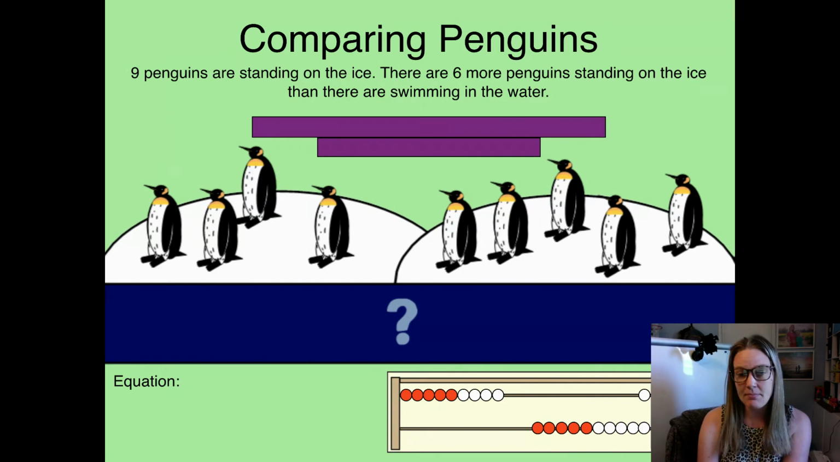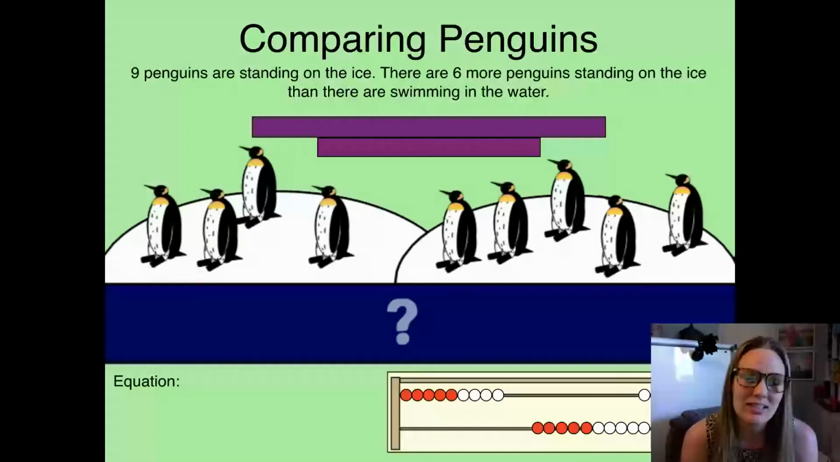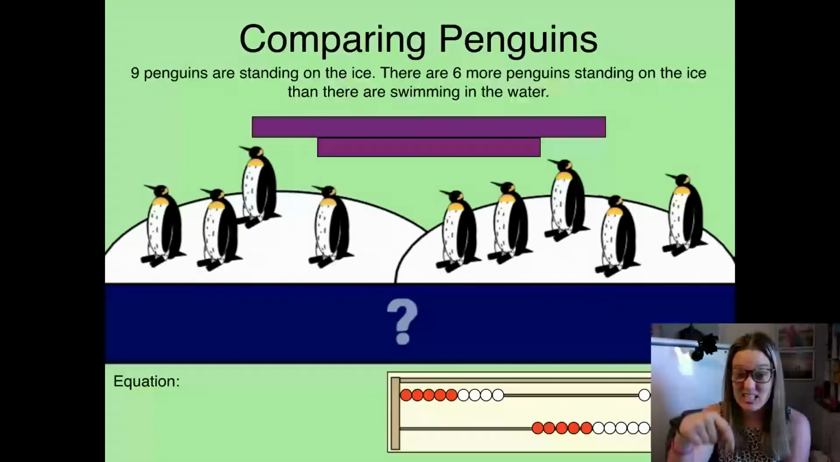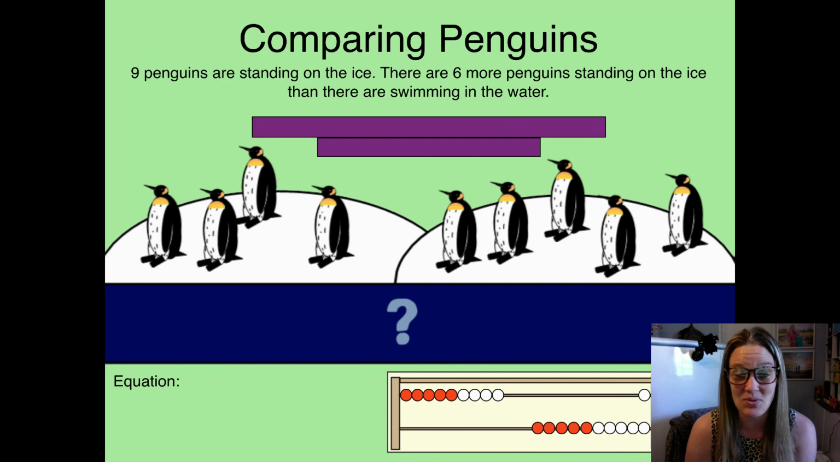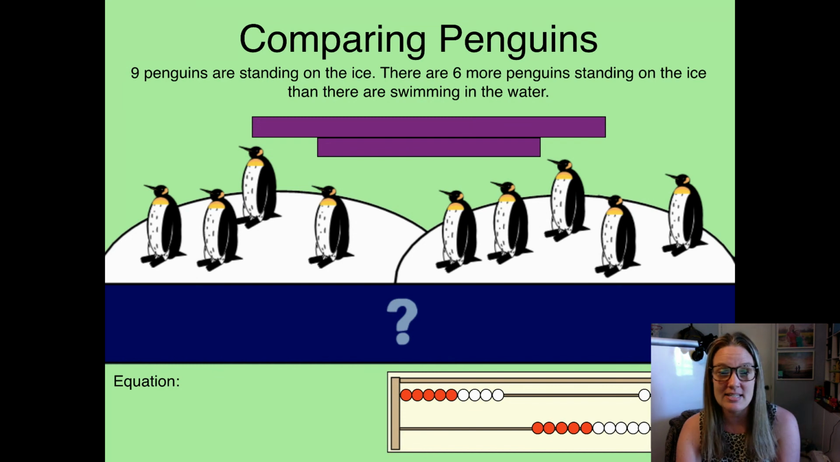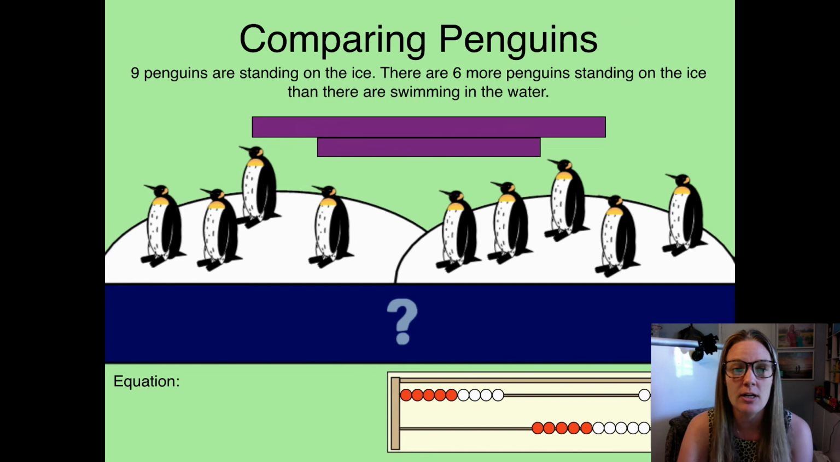When we read that part of the sentence, do you think there are more penguins in the water or less penguins in the water? It says there are 6 more penguins standing on the ice than there are swimming in the water. Yeah, there's gonna be less penguins swimming than there are standing on the ice, right? All right, so on our number rack, you guys can see that there are 9 penguins pushed over on that top row, right? Now, it's saying there are 6 more penguins standing on the ice than there are swimming in the water. So let's go ahead and push away.